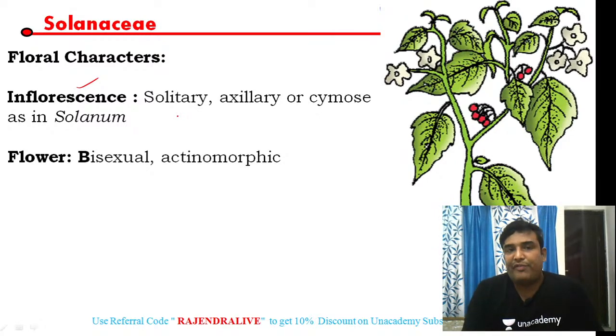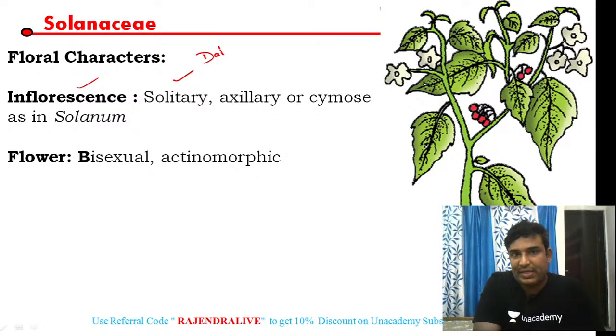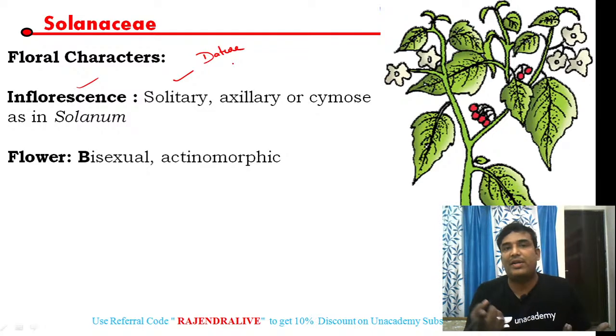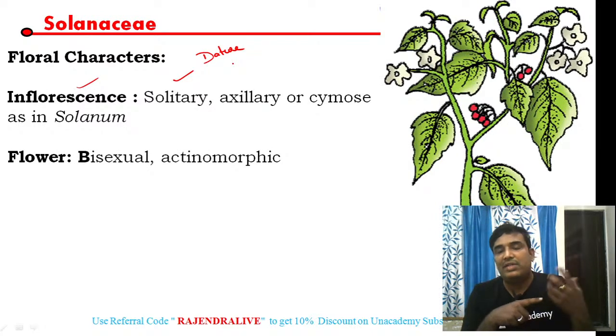Today in class we are discussing the Solanaceae members. Let us see the floral characteristics of Solanaceae members, starting with inflorescence. If you see the inflorescence, it is solitary, meaning only a single flower is present, like in the case of Datura. In Datura, a single flower is present at the tip. Datura also belongs to the Solanaceae family. Solitary means single flower, and the best example is Datura.